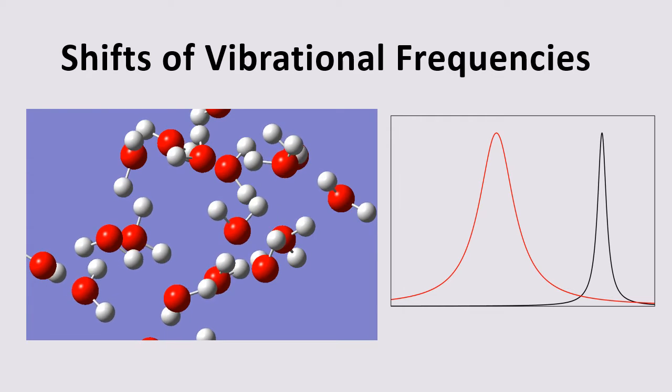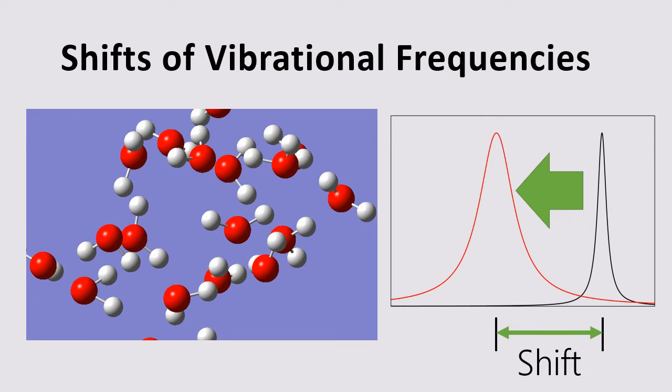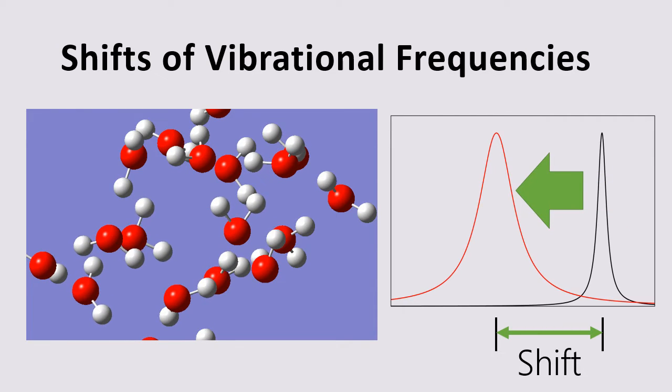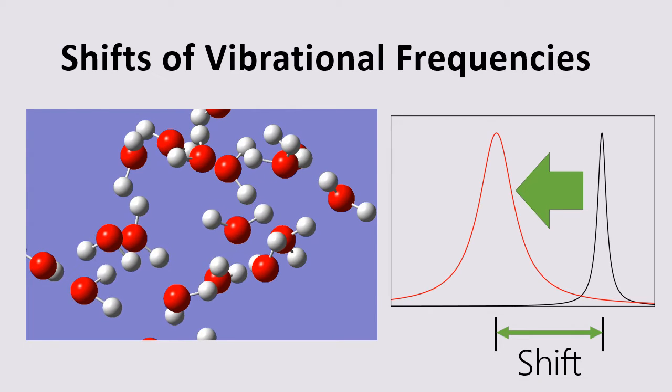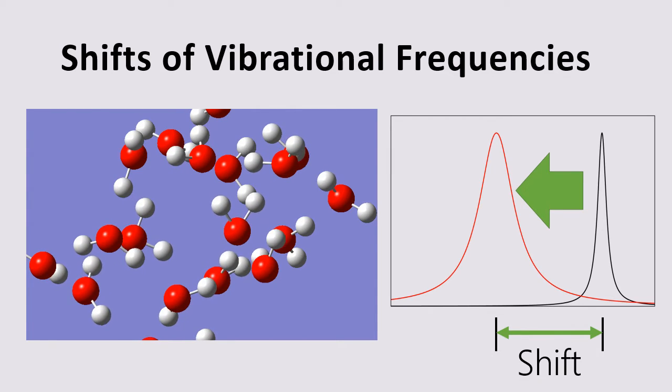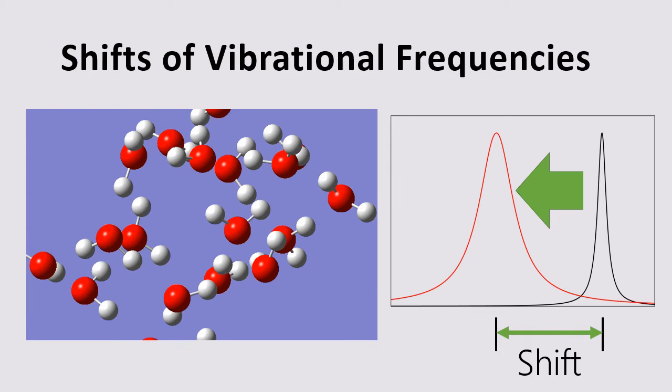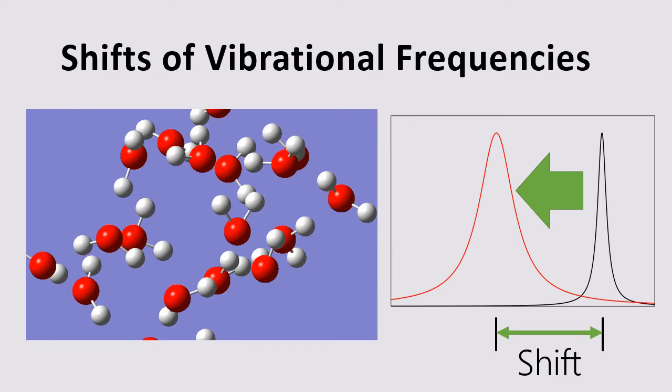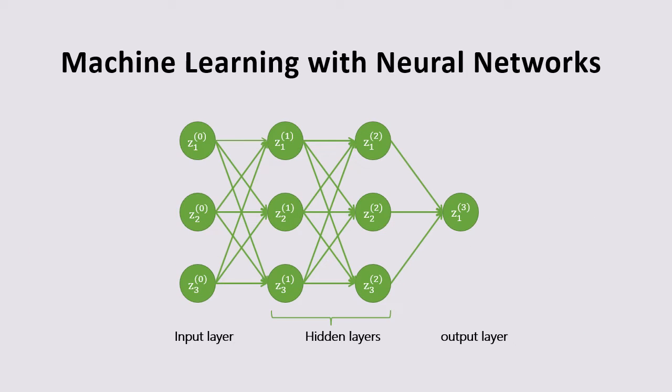The amount of change of the peak position and width contains information about the interaction of a water molecule with the surrounding other molecules. The focus of the present work is to predict the amount of the shift of the vibrational frequency of the OH stretch mode of the water molecule. For that purpose, we employ the machine learning technique and use neural networks.